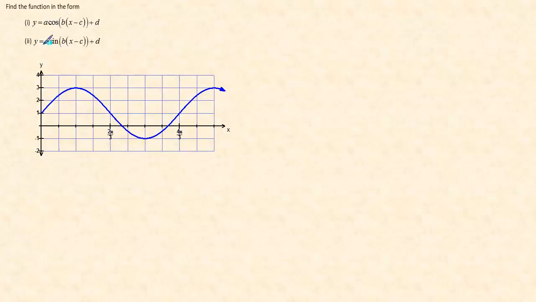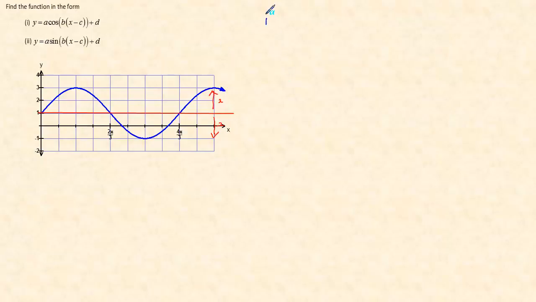We want to find this function in both of these forms, so let's start with it as a cosine. Well, the first thing I spotted will apply to both sine and cosine. The mean position appears to be here, and we can see it goes up by 2 units from the mean position and down 2 units from the mean position. So the mean position will always be so that this is plus 2 and minus 2 or whatever the stretch is. So it's going to be the same above and the same below.